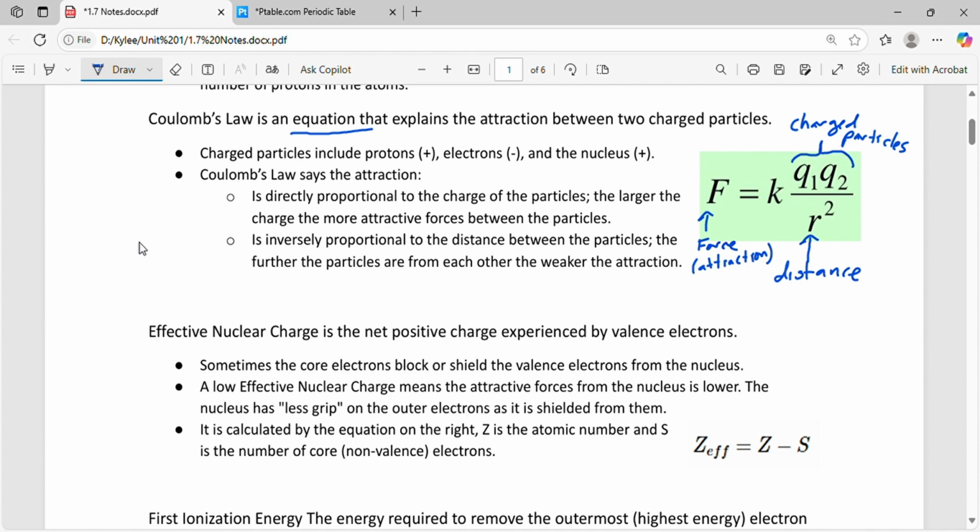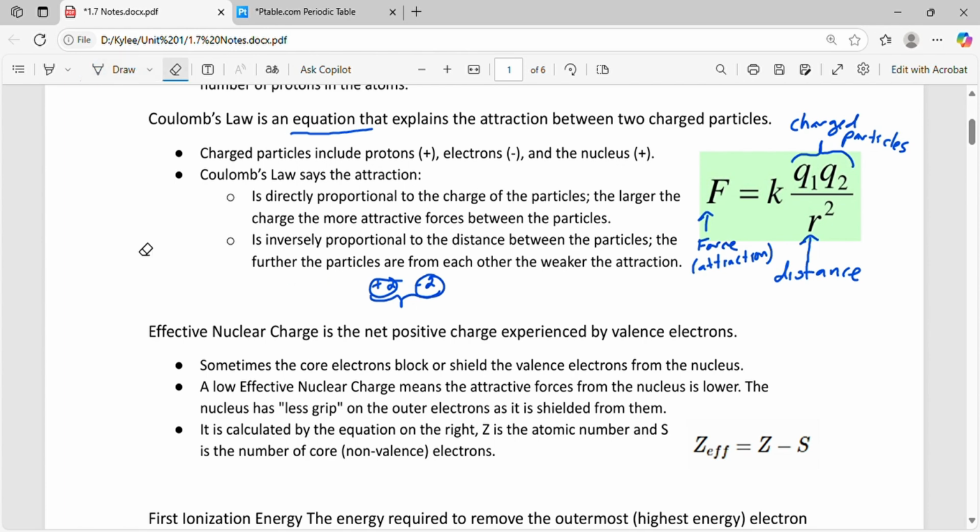So an example of that would be if I had a +1 ion versus a -1 ion, how attracted they would be compared to a +2 ion and a -2 ion. These guys are going to have a greater attractive force, and it's because their charge is 2 versus a charge of 1. And that's kind of what that numerator there is telling us. As the charges on the particles increase, so will the force. That is a direct relationship.